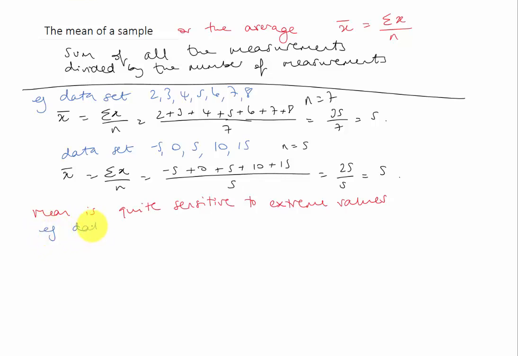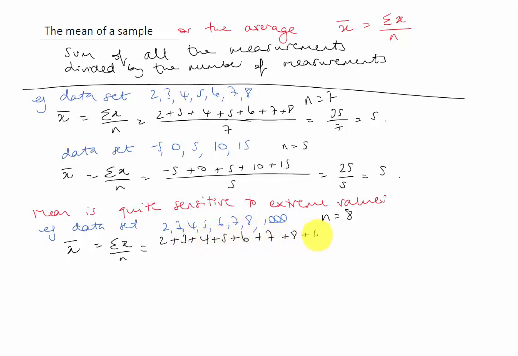So how about if we've got a data set of 2, 3, 4, 5, 6, 7, 8, and 1,000. So we've got 7 values that are quite close together, and then one that's much larger. So that mean x bar, our n is equal to 8 now. We've got 8 different values. It is equal to the sum of x over n, which is equal to 2 plus 3 plus 4 plus 5 plus 6 plus 7 plus 8 plus 1,000, all over 8.